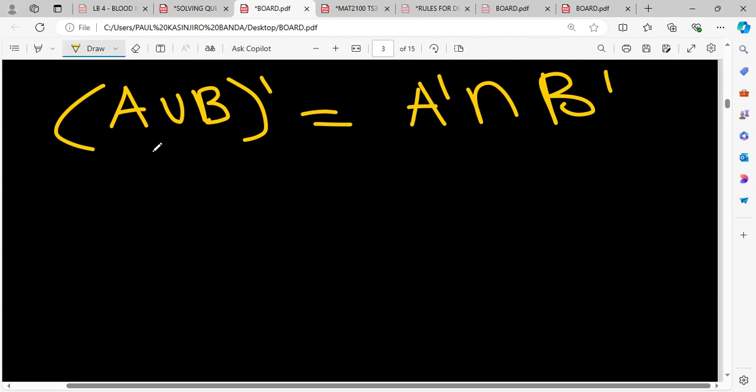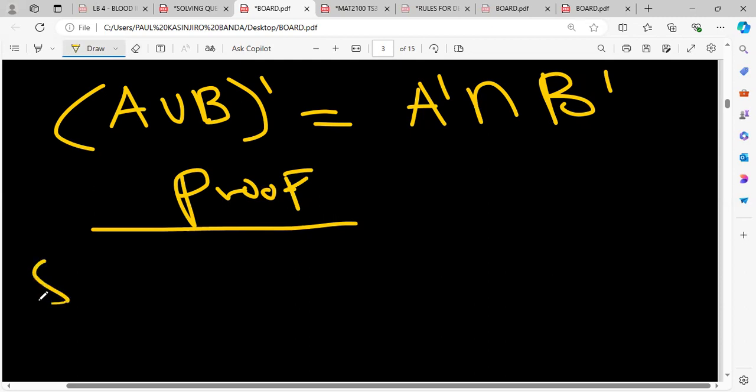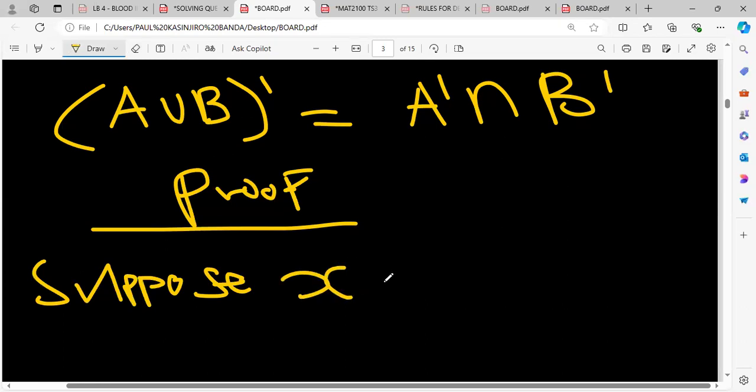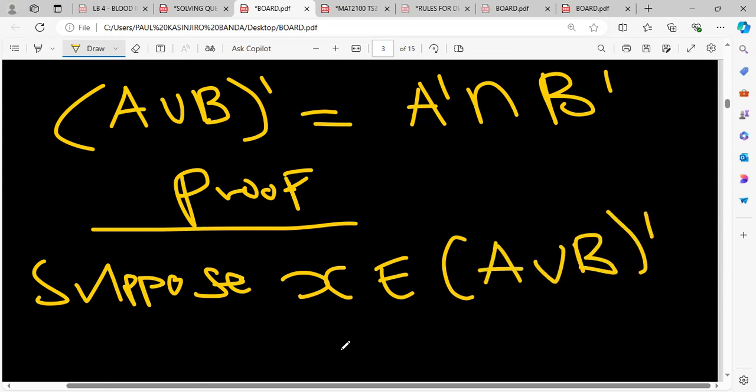Okay, so let's do that. How do you do that? You write proof here, you underline, and then you say suppose that I have X being a member of what? Of this set that I have, which is (A union B) complement. So suppose that X is a member of (A union B) complement. Then what does this mean?